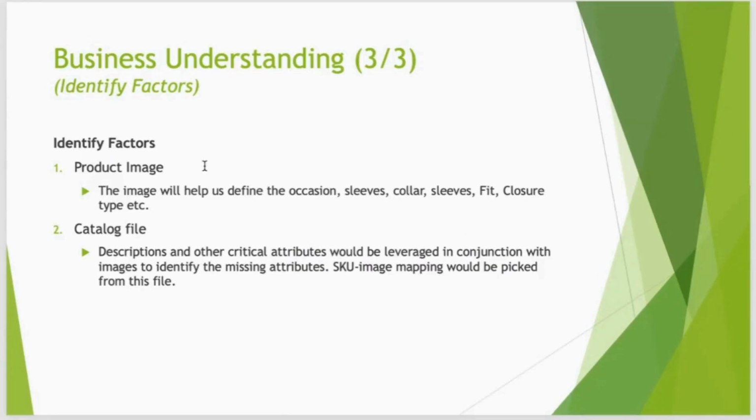Business understanding. So here we are identifying the factors. There are two critical factors that would impact. One is the product image. Product image will help us define all the critical attributes, so that has to be provided. Second is the catalog file. This is a CSV or XLS file that would feed in the product attributes along with the SKU, and there would be a linking of SKU to the product images where we can actually populate the same.